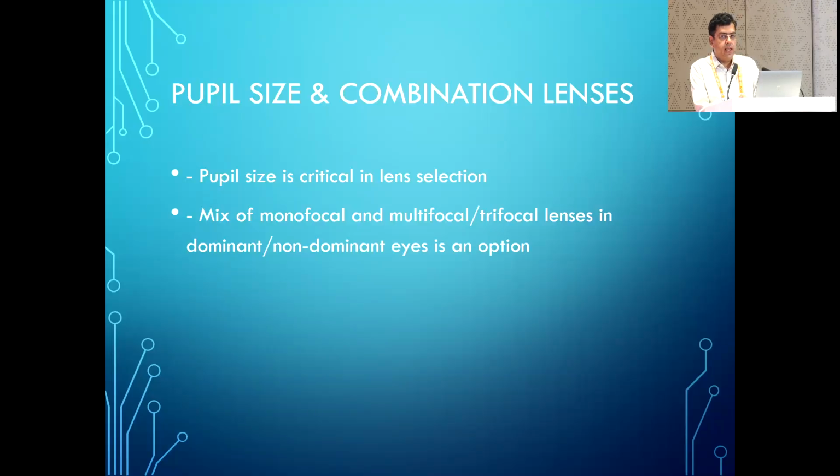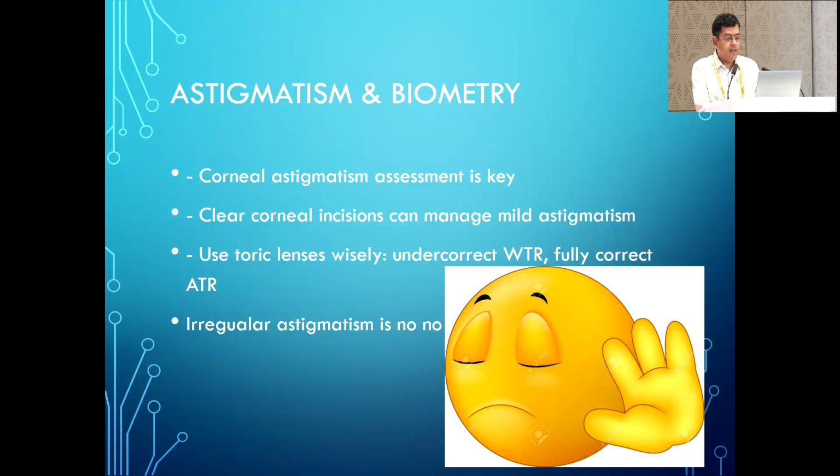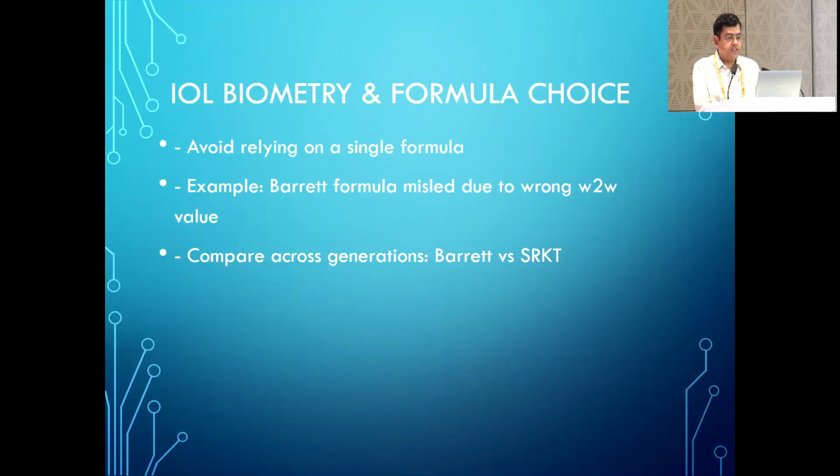So always the other factor to look at, patient factor, is the pupil size. You can use a mix and match of lenses according to the pupil size. A patient having a larger pupil size will do better with a monofocal lens in the dominant eye and a trifocal lens in the non-dominant eye. Don't use EDOF lenses in people with a bigger pupil. I will come to that later. If it is an irregular astigmatism, it is a clear no-no for any of these refractive lenses.